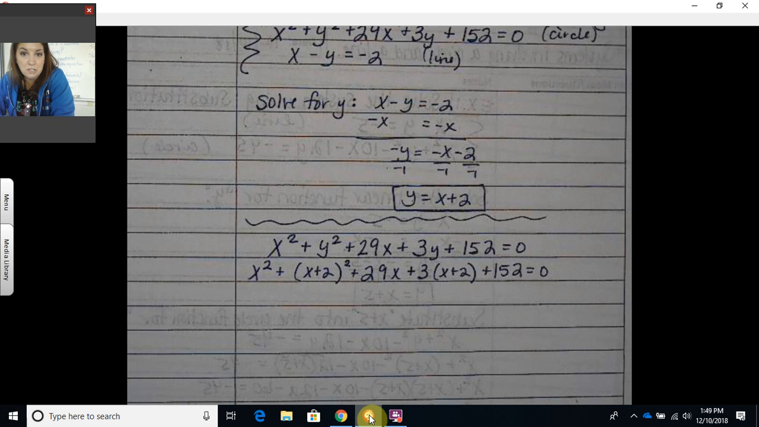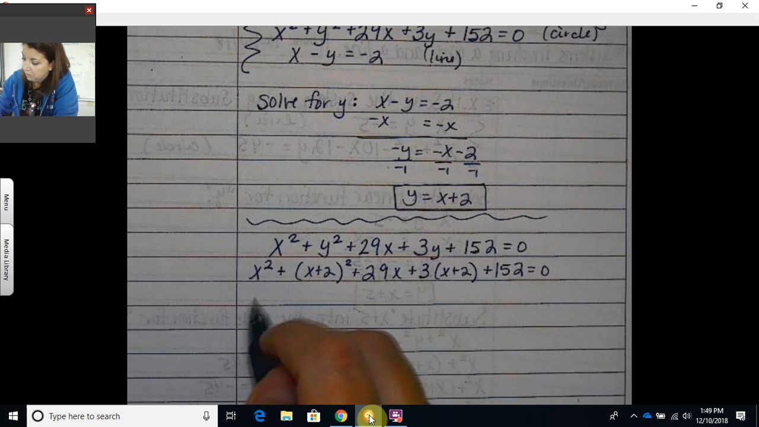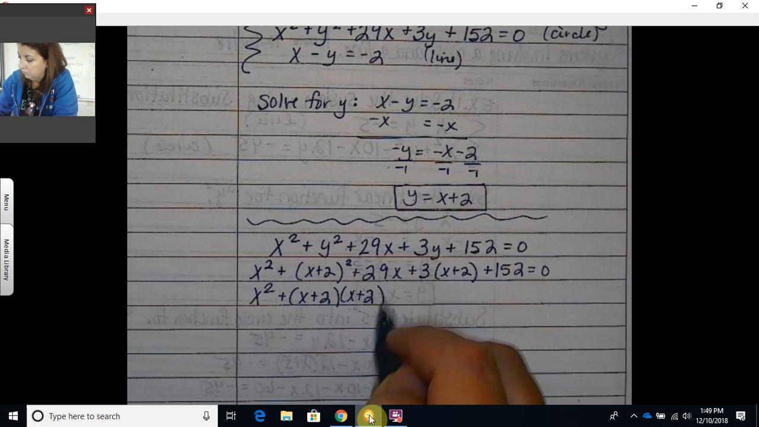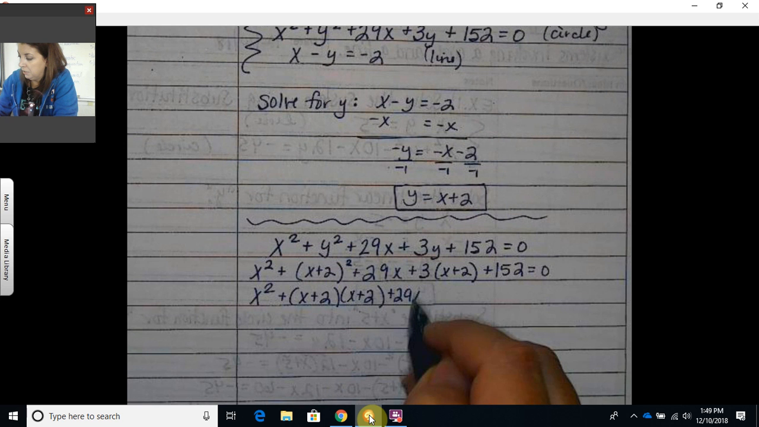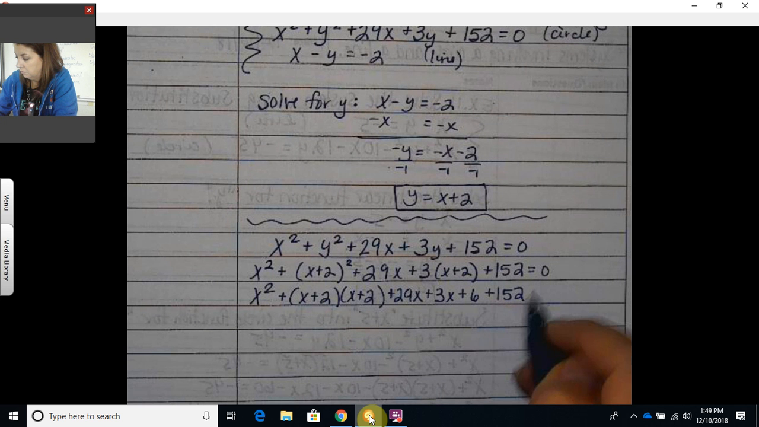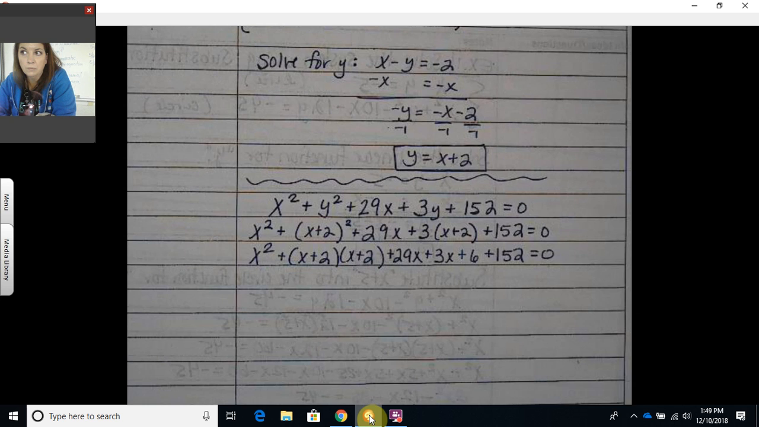That x plus 2 quantity squared, do not do x squared and 2 squared. It means x plus 2 times x plus 2. If you do that, you miss out on the middle term. So be very careful about doing that. You don't want to do everything right and mess that part up. And I am going to go ahead and distribute the 3 times the x plus 2. And then I'm going to distribute to get rid of these parentheses.